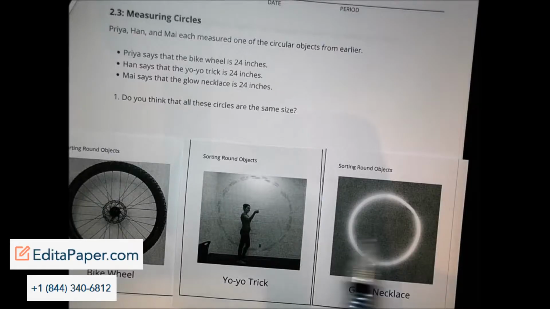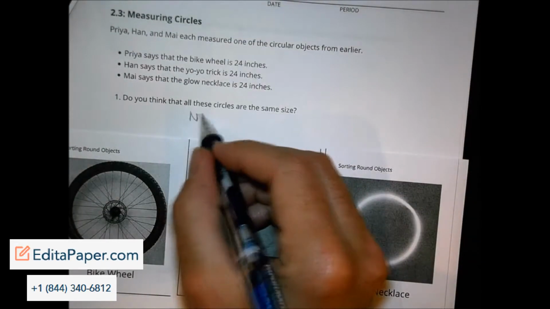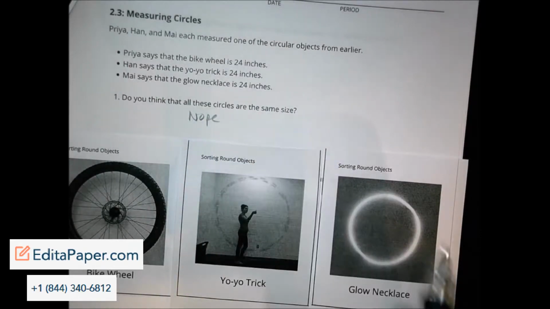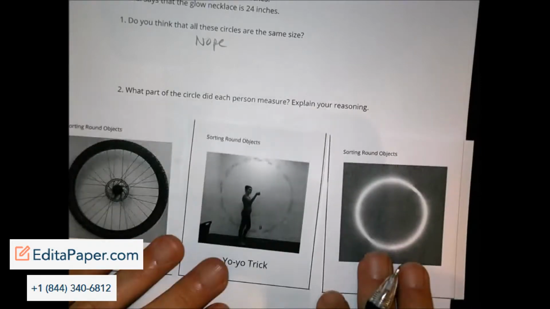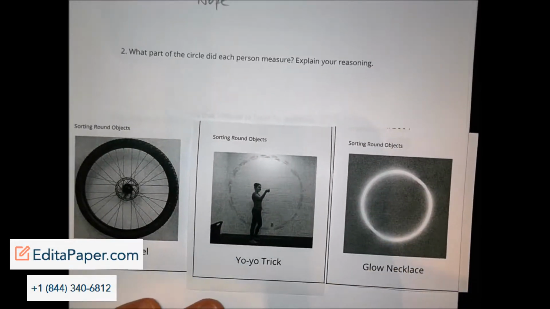Okay, so do I think they're all talking about the circle being the same size? We would say, nope, not the same size. They're not all the same size. These are different objects that we're talking about. So what part of the circle do they measure? Because they do have a measurement, so what were they talking about?